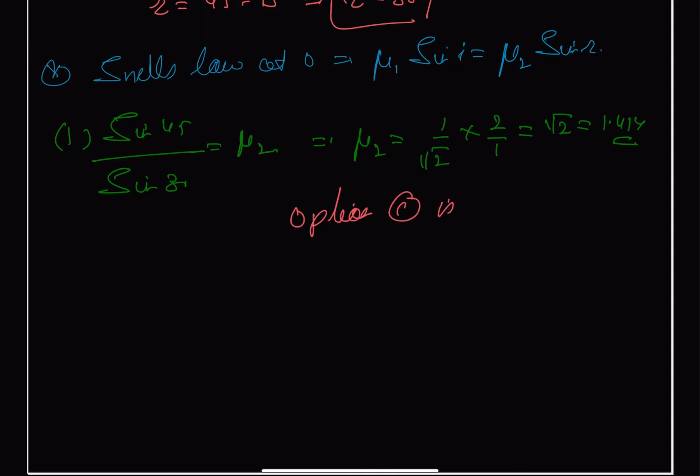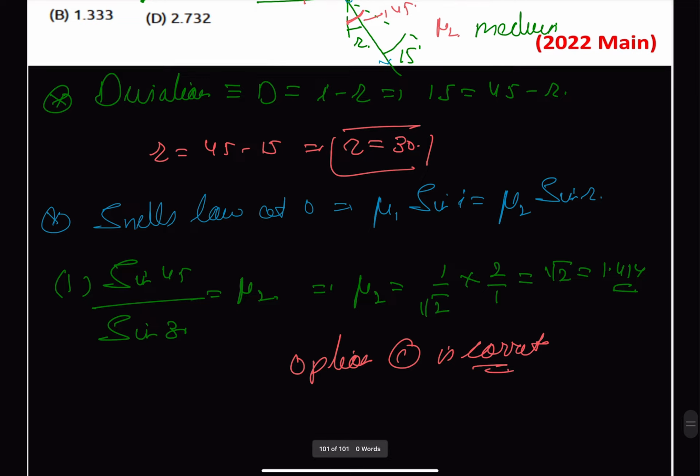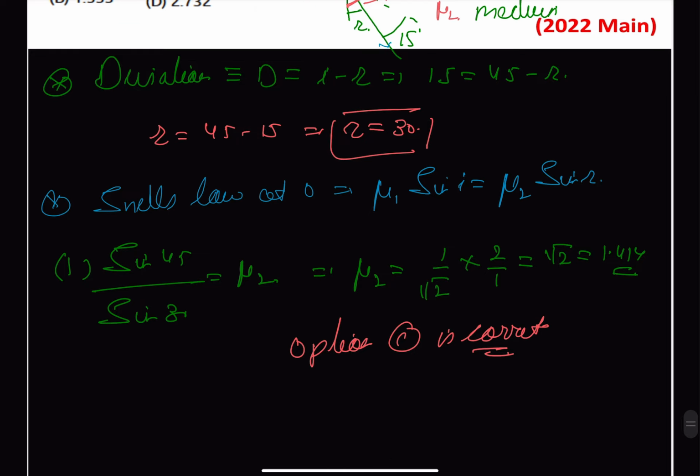Option C is correct. So I think this completes the question. Yes, so this completes the second part from the year 2022, and in the second part we completed questions inclusive of all the mains questions, and the total number of questions was 25. So this completes the entire part 1 as well as part 2. This completes all the questions. Thank you.